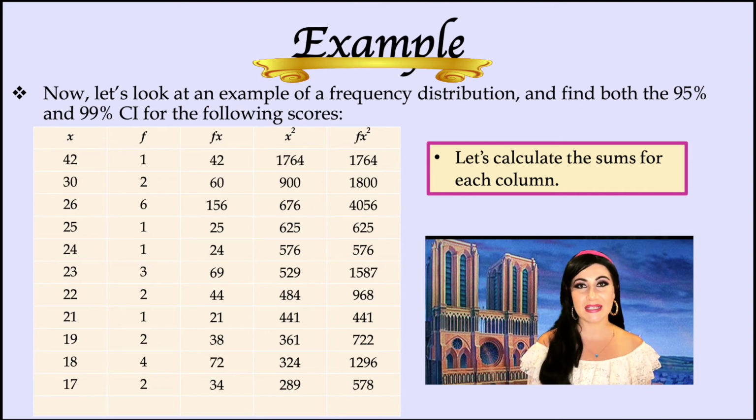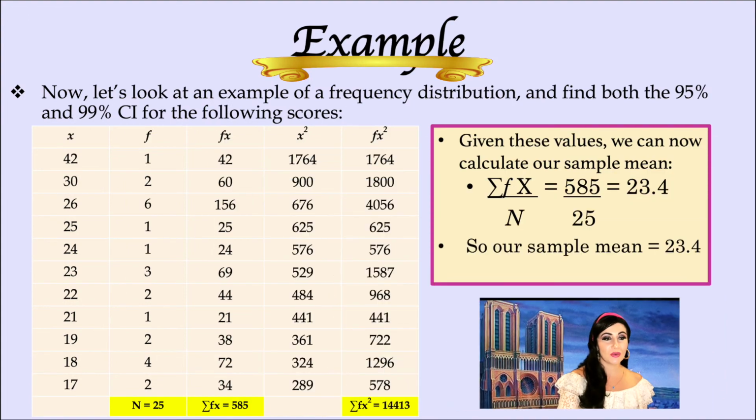We know that if we get the sum of the f column, we will find our n value. We will see how many data points we have in our sample. If we add up f of x, we will get the sum of f of x column, and we need to add up the sum of f of x squared column as well. So once we do that, these are the values that we should get. N is equal to 25, the sum of f of x is equal to 585, and the sum of f of x squared is equal to 14,413. So now let's start calculating our mean and standard deviation.